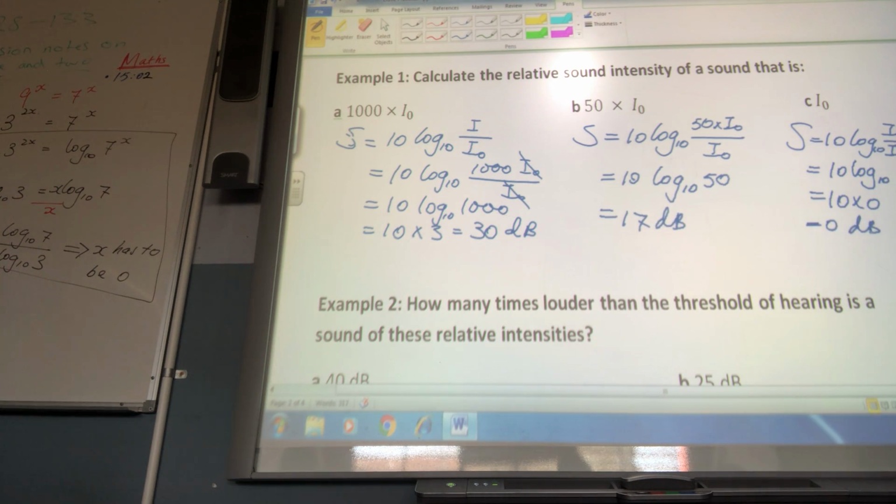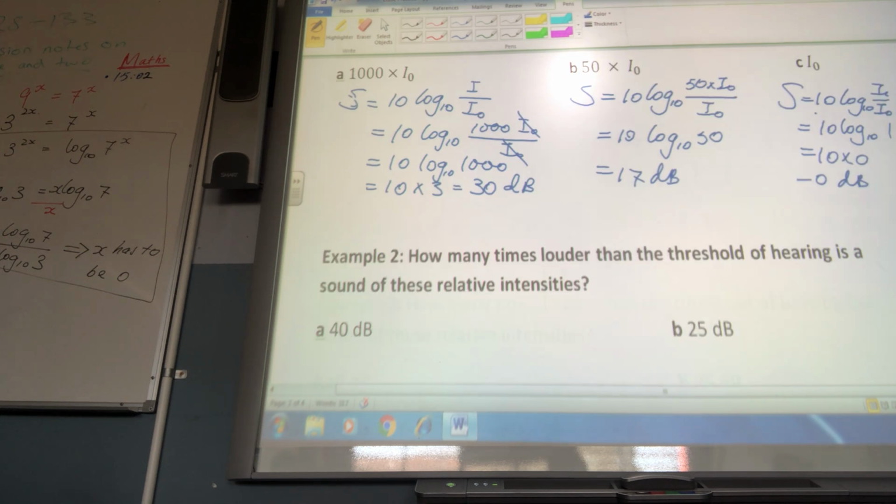You know when you put in the calculator, do you put log 1 over log 10 or do you just have to put log 1? Oh, it'll give you the same answer. Yeah. Right?